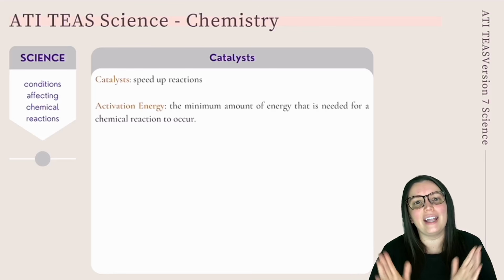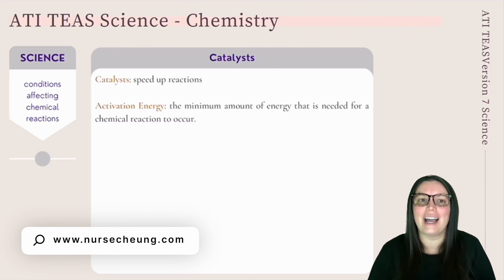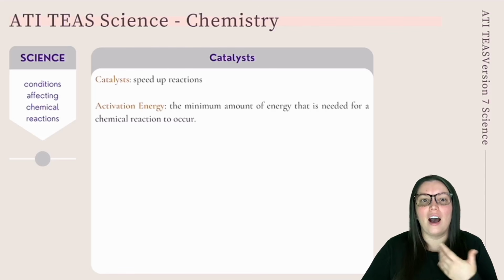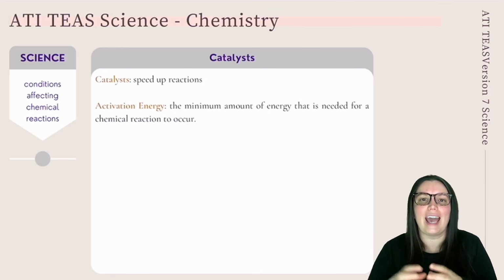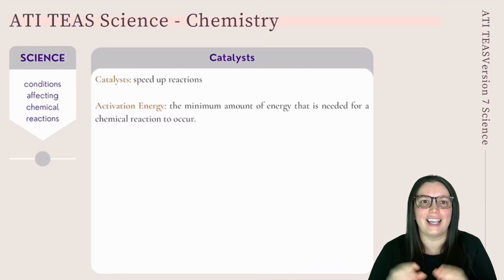So for example, enzymes are proteins that act as catalysts in biochemical reactions. Enzymes are specific to the reaction that they catalyze and are usually named after the substrate that they act upon. Amylase is an enzyme that catalyzes the breakdown of starch polymers into glucose monomers.